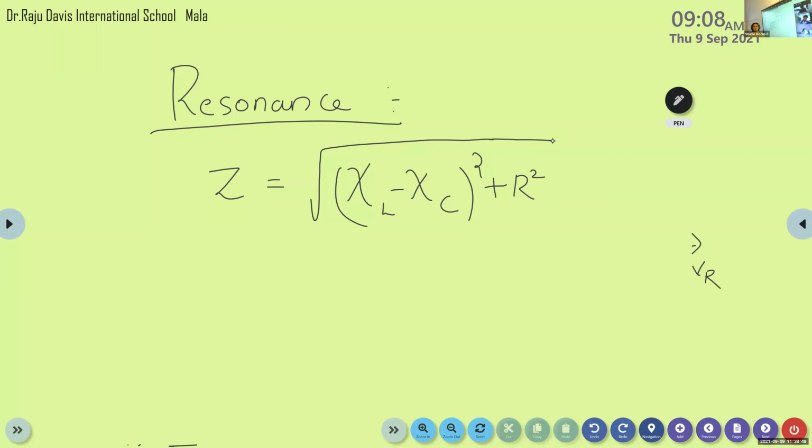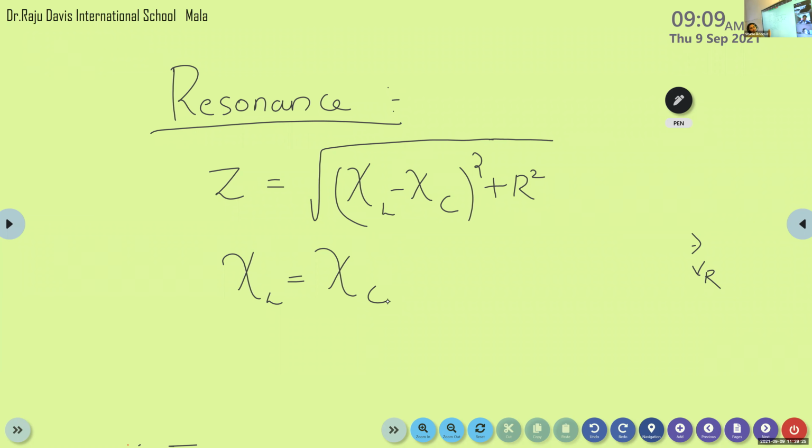Impedance means the total resistance offered by the LCR circuit in a series combination. The equation for calculating the impedance is Z is equal to root of chi L minus chi C the whole square plus R square. Okay. Now you just imagine that if chi L is equal to chi C, that is the resistance offered by the inductor becomes equal to the resistance offered by the capacitor.